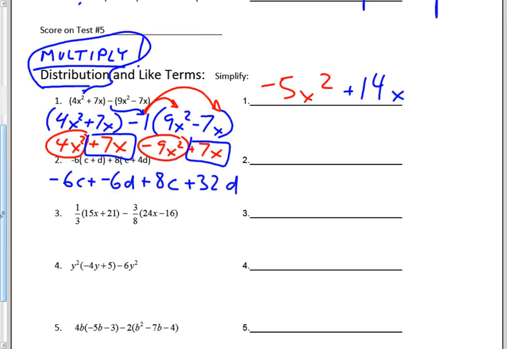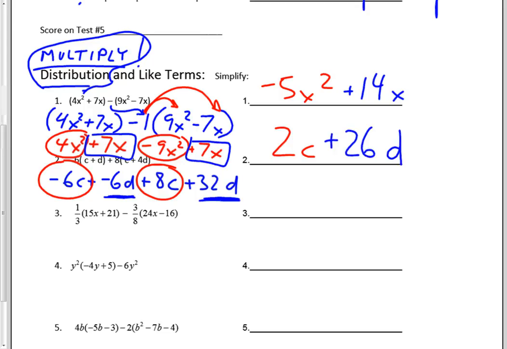Does your next line look like this? After you do the distribution, did you get -6C, -6D, 8C, 32D? For some reason, people didn't have 32D there. 8 times 4, 32. Combine. This combines with this. This combines with that. I'm getting 2C plus 26D.